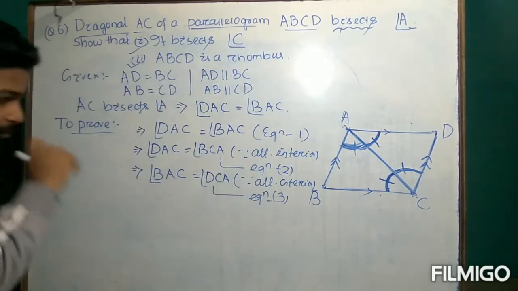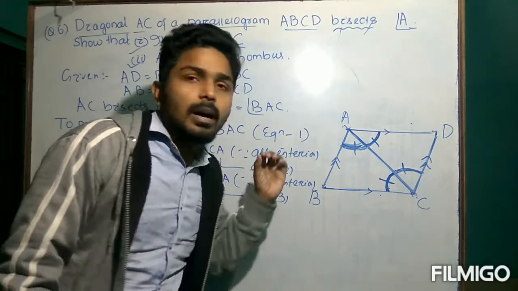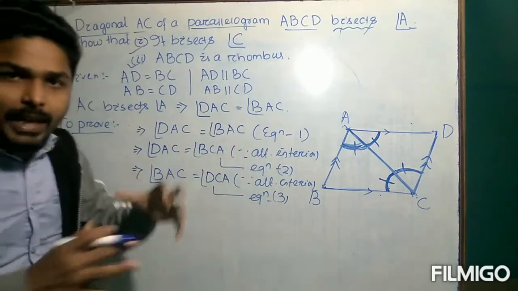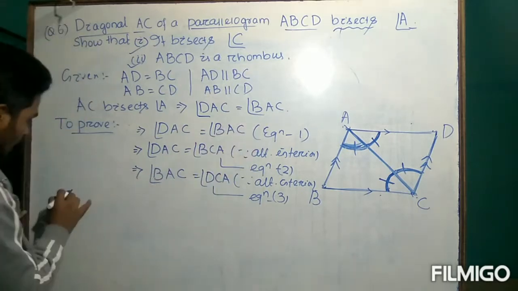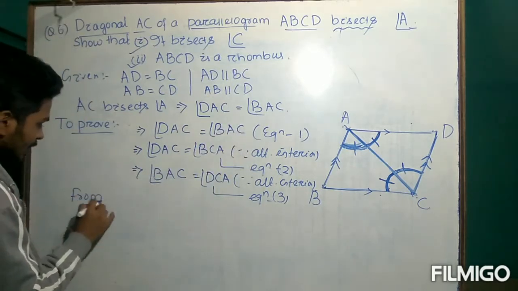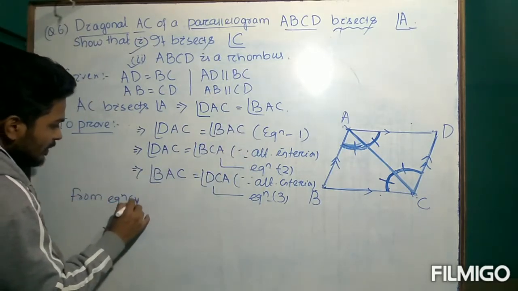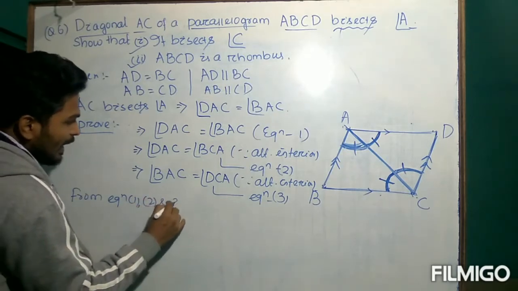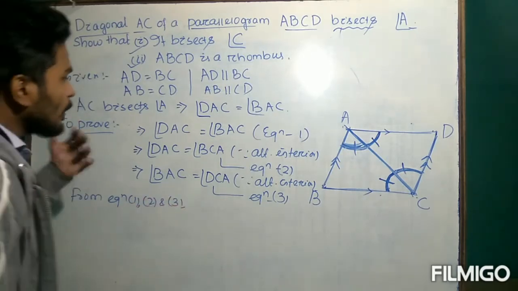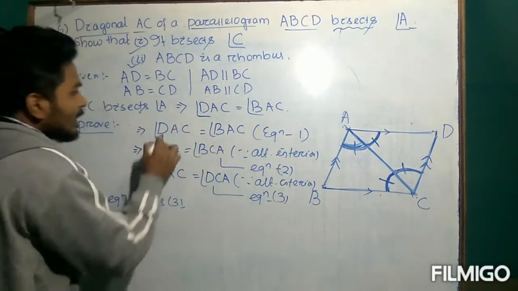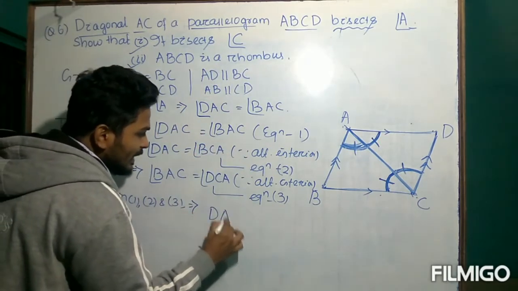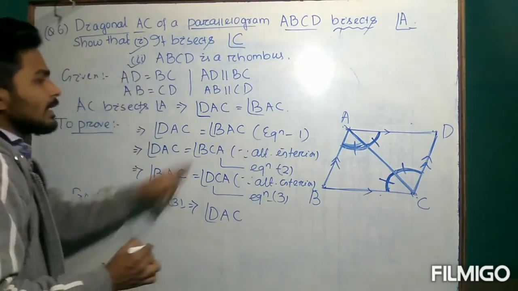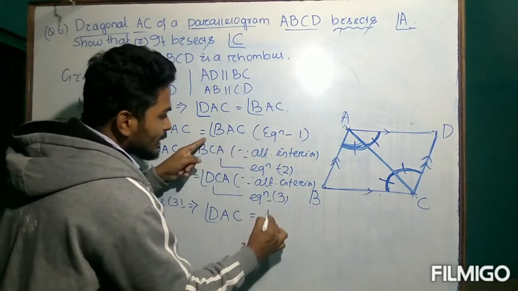So now we have found 3 equations here. Now we have to analyze all the 3 equations and get a conclusion from it, right? So from equation 1, equation 2 and equation 3, we have analyzed that from equation 1, we have found that DAC is equal to BAC.